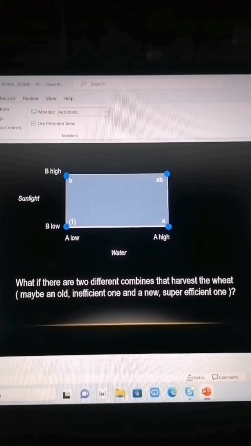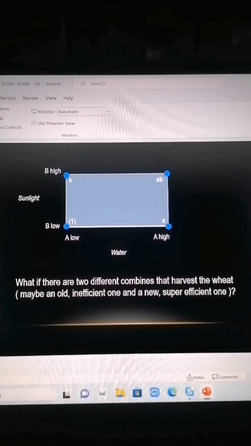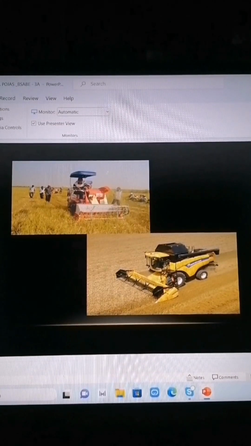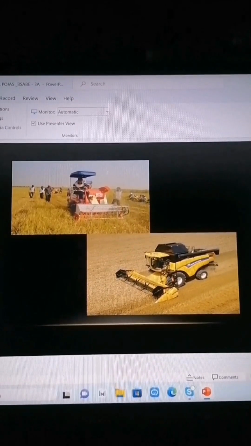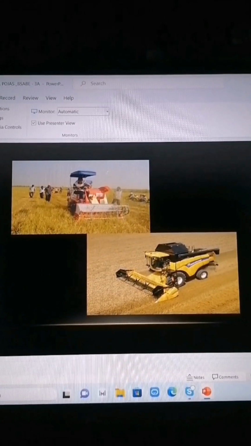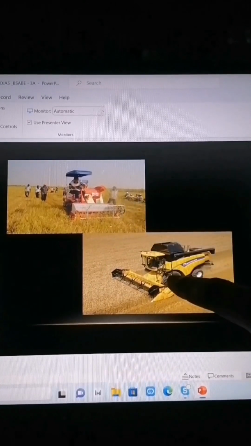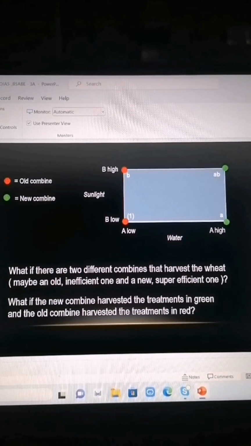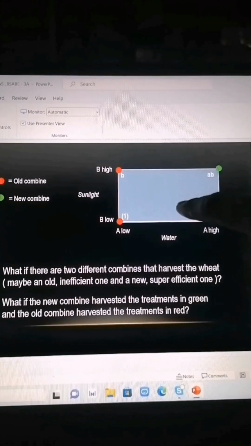So, what if there are 2 different combines that harvest the wheat? A combine is a tractor that harvests the wheat. So maybe we have an older one up here on the left, and a brand new super efficient one down here on the right. In order for you to harvest the wheat on time, you have to have half of it harvested by the old one, and half of it harvested by the newer one. There are a couple of different ways that we can split 4 experimental runs into the old combine and the new combine. In other words, how we can block the experiment.